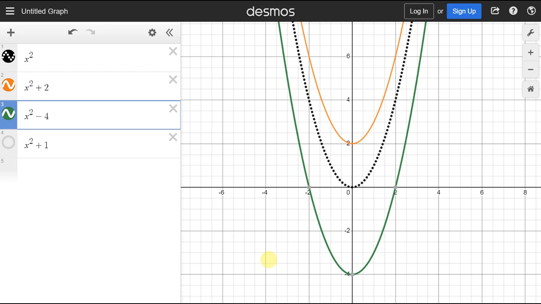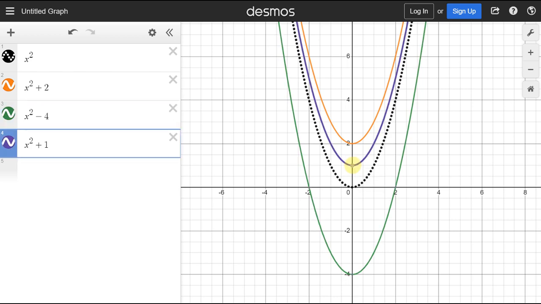Okay, so I feel like we probably are getting the intuition with this. So just to check your own intuition, what do you think is going to happen if I do x squared plus 1? Well, then I think it's going to move up 1, so let's check. Ta-da! So yeah, it moves up. This point right here is 0, 1. So, okay, this is really an idea of how vertical translations work.